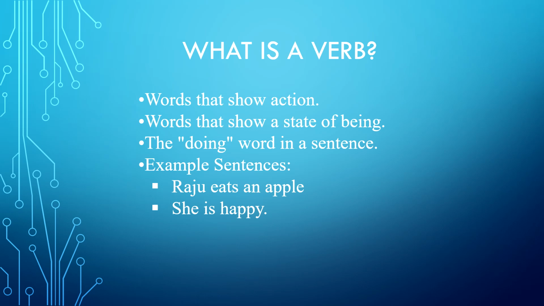It's the doing word. For example, look at the sentence. Raju eats an apple. What is Raju doing? He is eating. So, eats is the verb. In another example, she is happy. The word is tells us about her state.